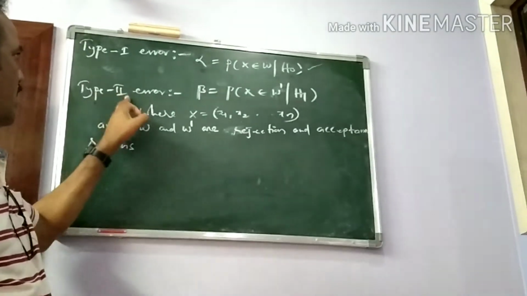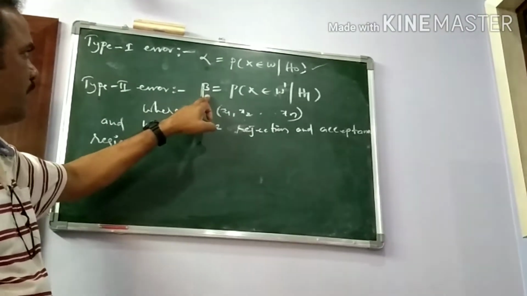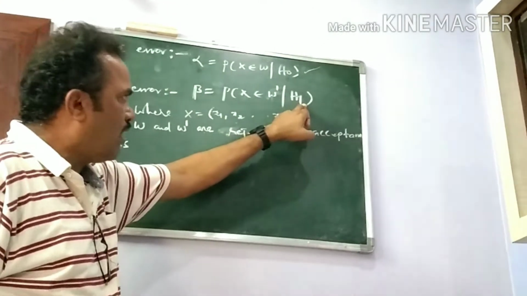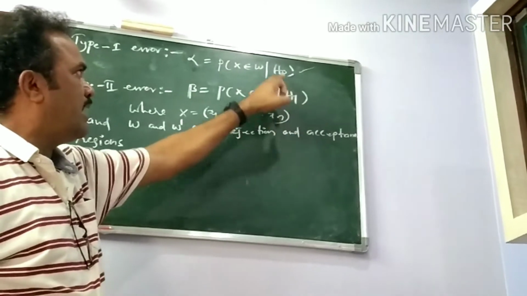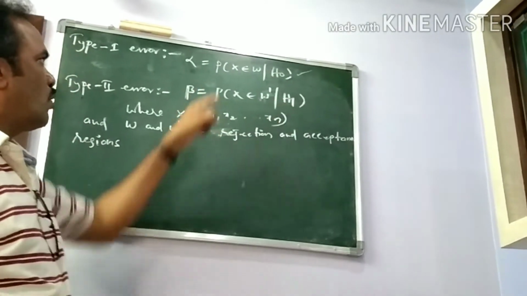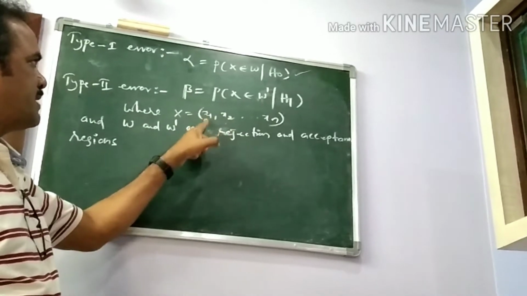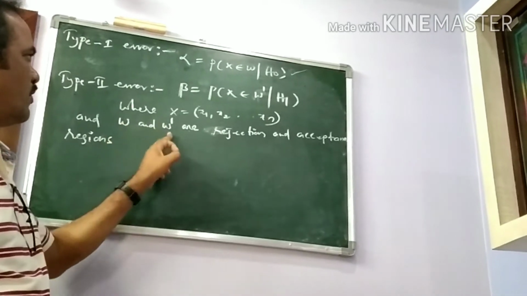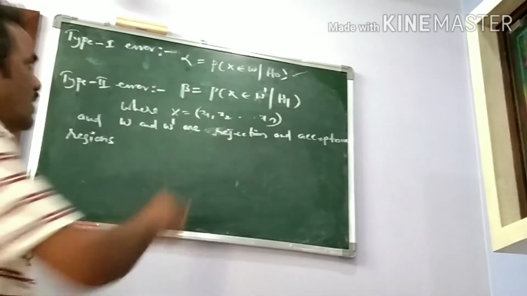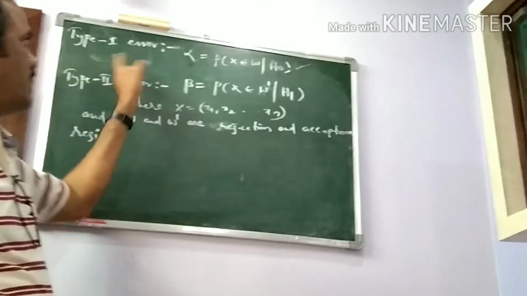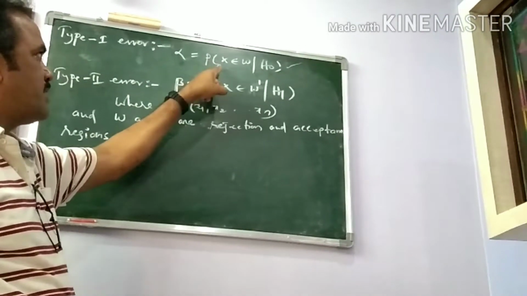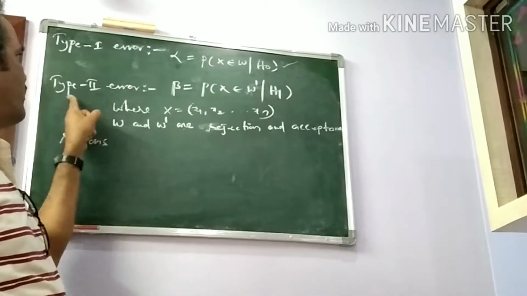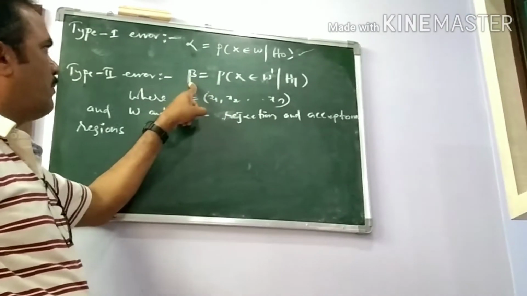The size of the type 2 error is denoted by beta, which is equal to the probability of x belonging to W dash when H1 is true. Here H0 is true, here H1 is true. Here x is a point in n-dimensional space, x1, x2, up to xn, and W and W dash are the rejection and acceptance regions. So this is the equation to calculate the size of the type 1 error in terms of probability, and this is the equation for the type 2 error, denoted by beta.